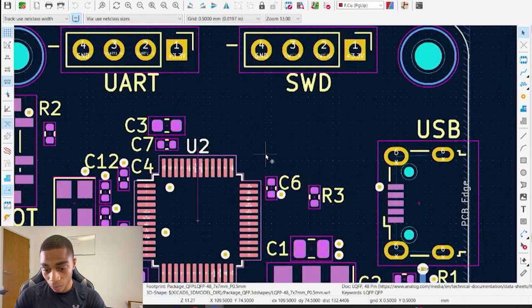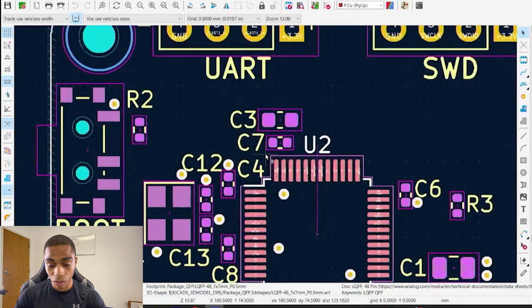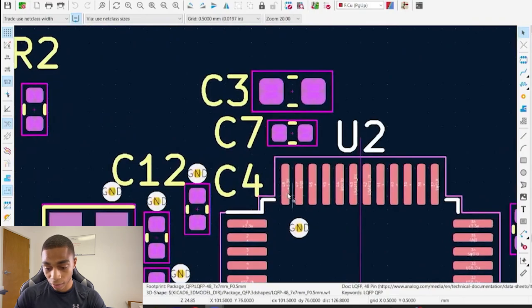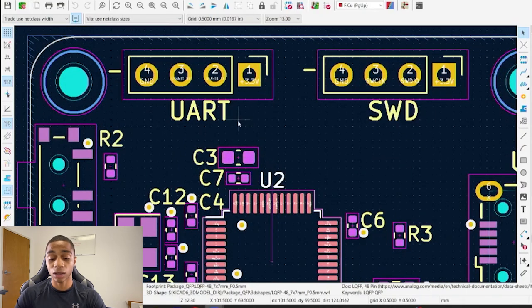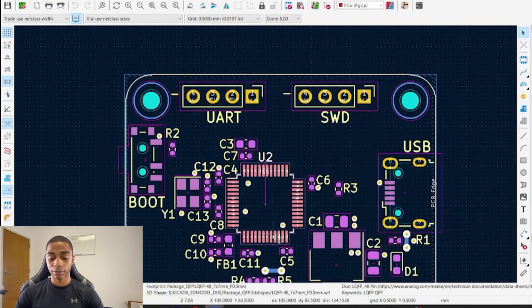So we wanted to make sure, like I said, looking ahead to routing, it's going to be easy to route from here to here and from here to here up to our serial wire debug. Same thing for our UART. If we take a closer look, our UART is pin 42 and 43. So therefore we have our UART connector directly over those pins on our microcontroller.